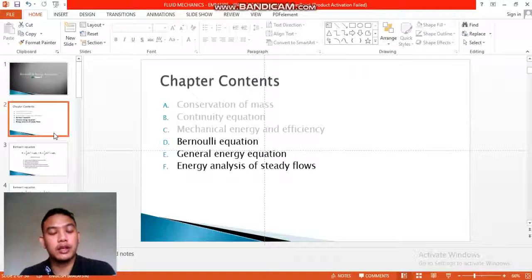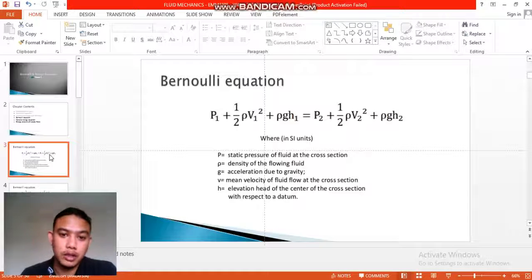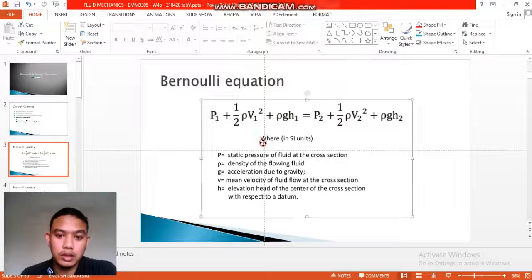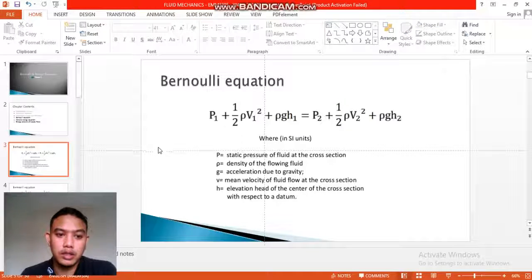In the previous video I explained the conservation of mass, continuity equation, mechanical energy and efficiency. Now in this chapter we will learn about the Bernoulli equation, general energy equation, energy analysis and steady flow. First, we go for the Bernoulli equation.